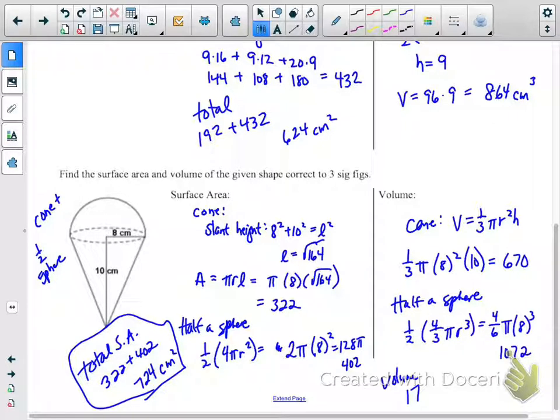When I add that, I end up with 1742, and they're okay with that. They would rather see the more accuracy, I think, than have you round it to 3 sig figs. Or you can say 1740, and that would be 3 significant figures. You wouldn't count that 0 there at the end.